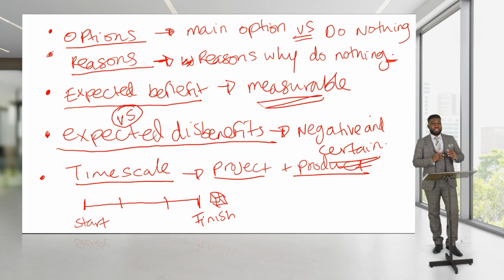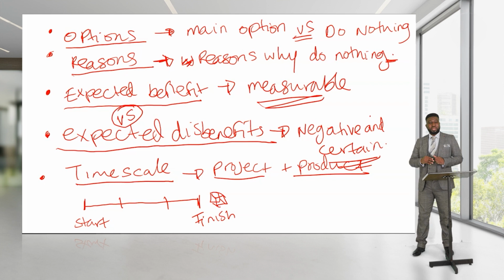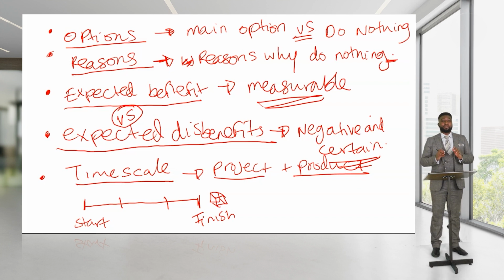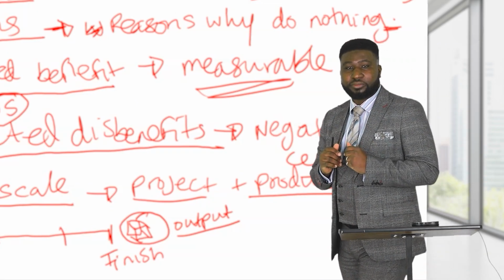So that's your project life cycle. If we're in startup, we're going to go through the initiation stage, then subsequent stages, and we're going to end up in closing the project. At that point, I will have my output. So this is my output, and that is referred to as a project life cycle.